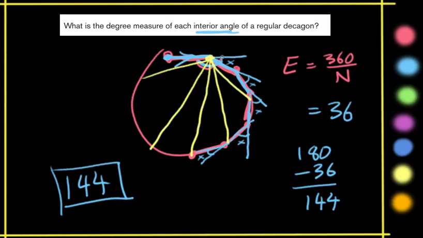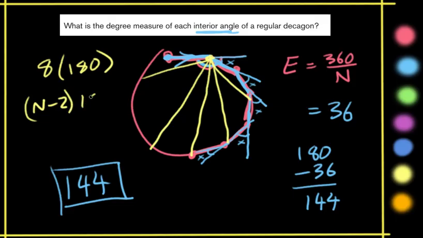And each of those triangles, the sum of the interior angles is 180 degrees. So the sum of all the interior angles of the decagon is the sum of all of those, which is going to be 8 times 180. So if you want to do this in general for a polygon, it's n minus 2 times 180. The number of sides minus 2 times 180 will give you the sum of all the interior angles.